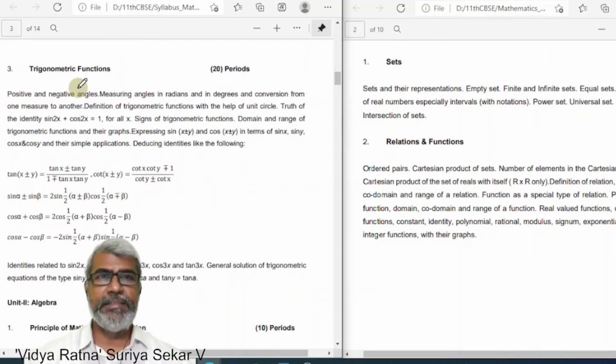Don't worry about trigonometric functions. Trigonometric functions are not there in term 1. They are only in term 2.